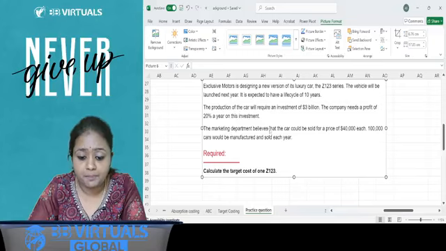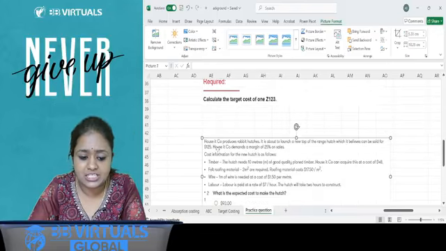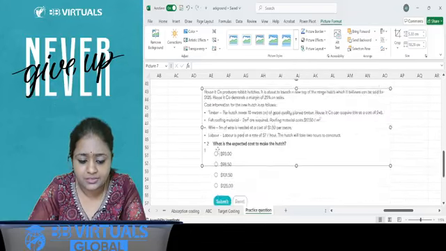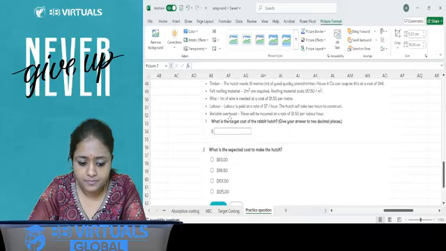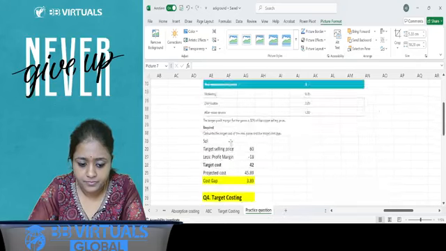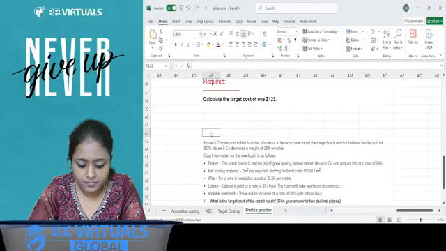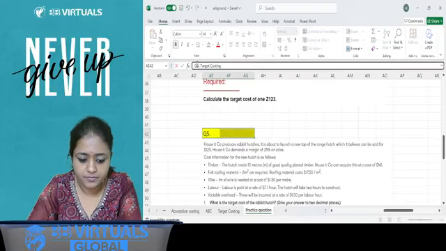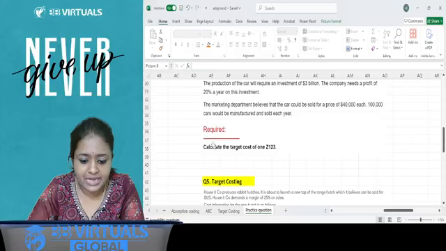The marketing department believes that the car would be sold for a price of 40,000 each. 1 lakh cars would be manufactured and sold. Can we calculate target cost? Yes, I think it is very easy, so we can calculate it. Okay, let's do the calculation.